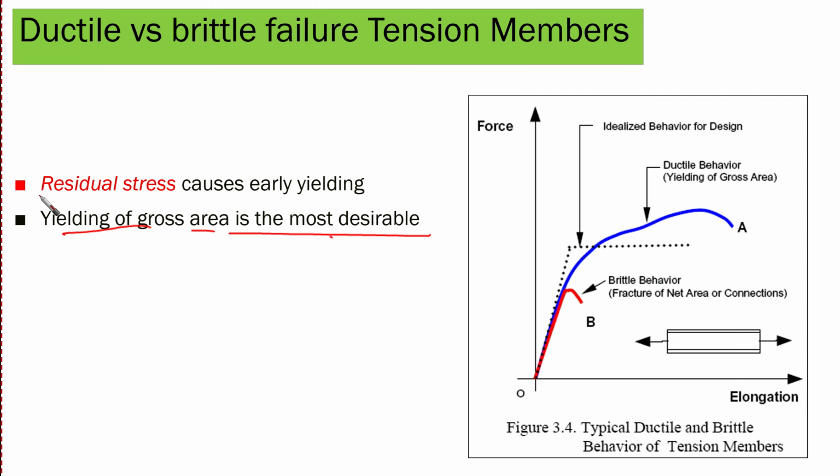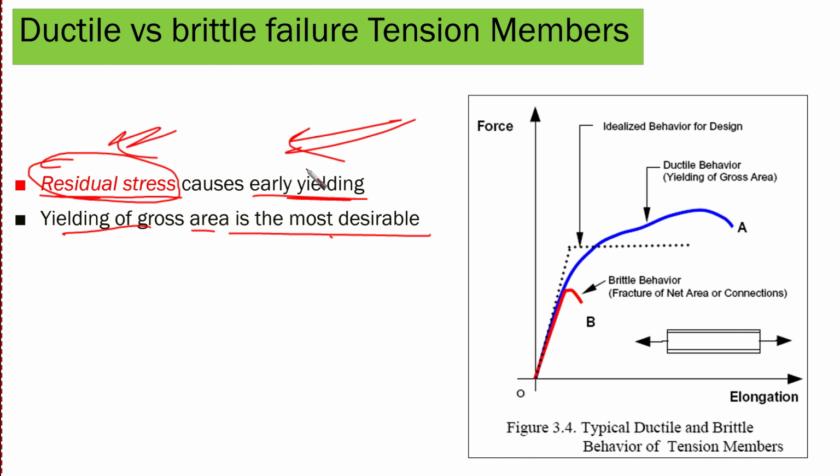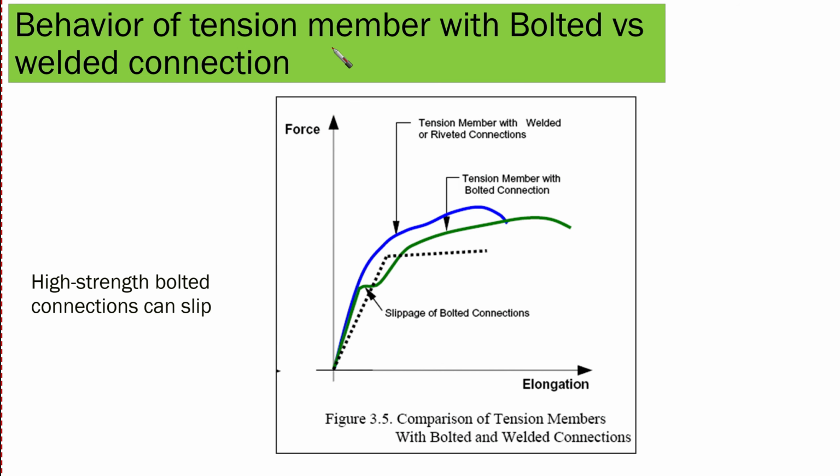Okay, and something I didn't say, residual stresses cause early yielding. Residual stresses from the manufacturing process and so on are going to cause early yielding for our members. So we need to take this into consideration as well. Okay, behavior of tension member with bolted versus welded connection. Which one is better for us? Which one is going to be better, bolted or welded connection at the connection part? If we plot the elongation versus force for two different types of connections, the blue one is the tension member with welded or riveted connection.